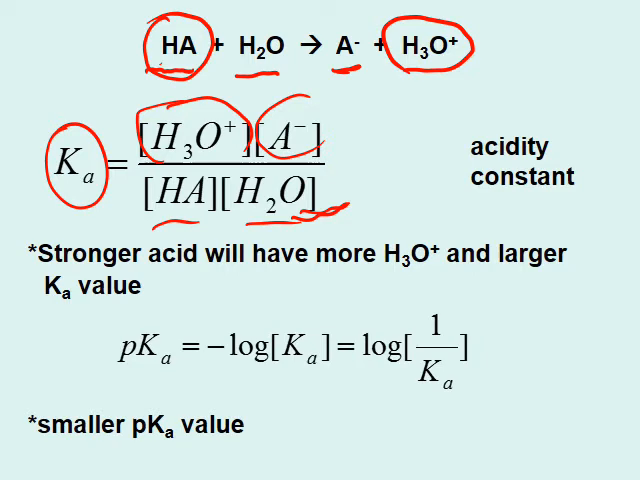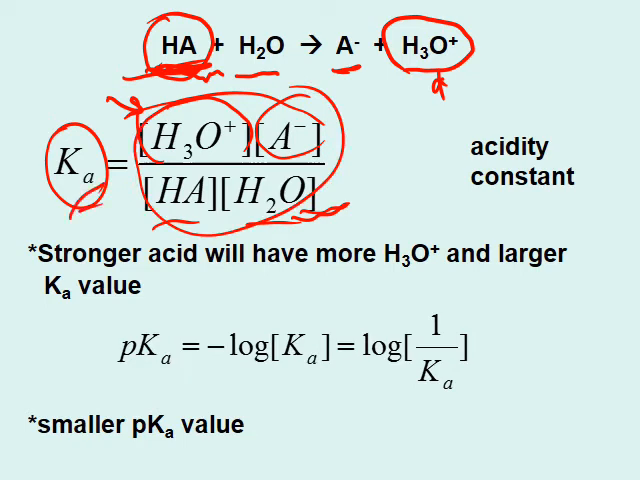Now, keep this in mind. If I have a stronger acid, this would break down more and give me a larger concentration of H3O+. The stronger acid means more of these would break down. And if I have larger H3O+, this number is going to go up. That means my Ka value would increase when my acid is stronger. Now, we also define what is called pKa, which is defined as the log of the inverse of Ka. So if Ka is large, pKa is going to be small. Keep in mind, large Ka means strong acid.